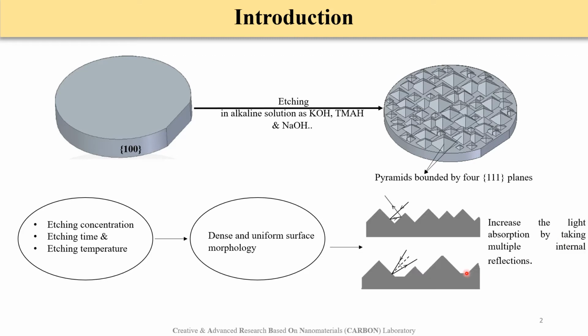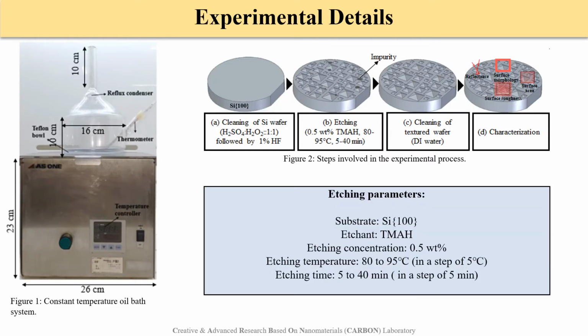dense surface morphology. As can be seen in the schematic, in the case of less dense and non-uniform surface morphology, incident light hitting one structure may not get any nearby structure to take the second bounce, and it may go back to the atmosphere. However, in the case of dense and uniform surface morphology, incident light easily takes multiple internal reflections before going back to the atmosphere.